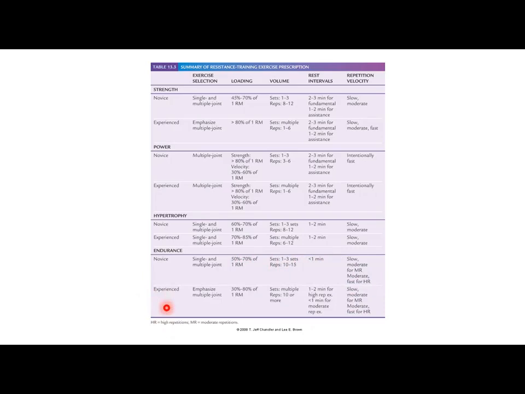For experienced folks, emphasize multi-joint. We always want to emphasize multi-joint whenever we can. The intensity is going to be quite rangy. They can go low or high. Sets are going to be quite high, volume is going to be quite high. Rest, still low. All right, so that's all I've got. That wraps up acute program variables. Next week, we will move on to advanced program variables.